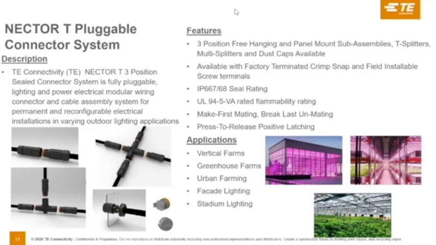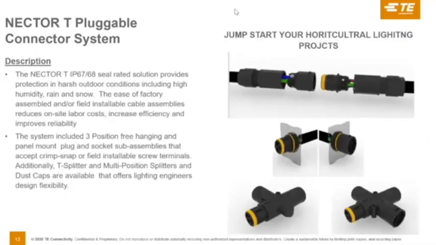non-IP rated interconnect solution. Another key feature about this product, it's make first, break last. And really what that does is it allows the connections to ground itself before the power connections come into play, and when it delatches, the ground is the last connection to delatch. So therefore, it's a very safe interconnect solution, especially required in what we consider a modular plugging system. As we mentioned before, this type of product finds a home in vertical farming, greenhouse farming, urban farming, facade lighting, and also in stadium lighting.